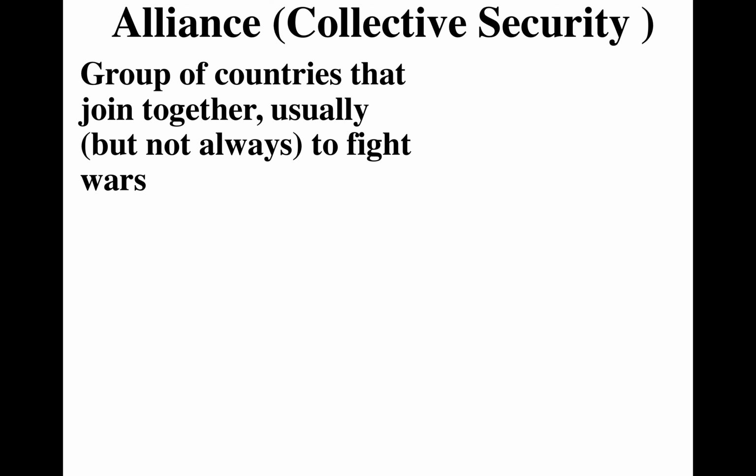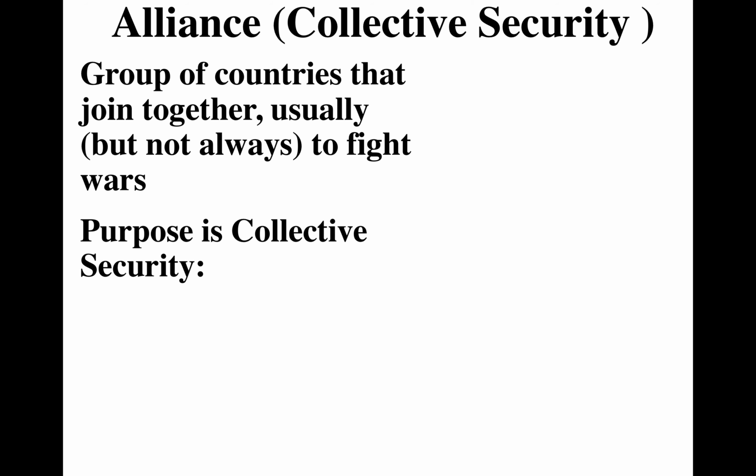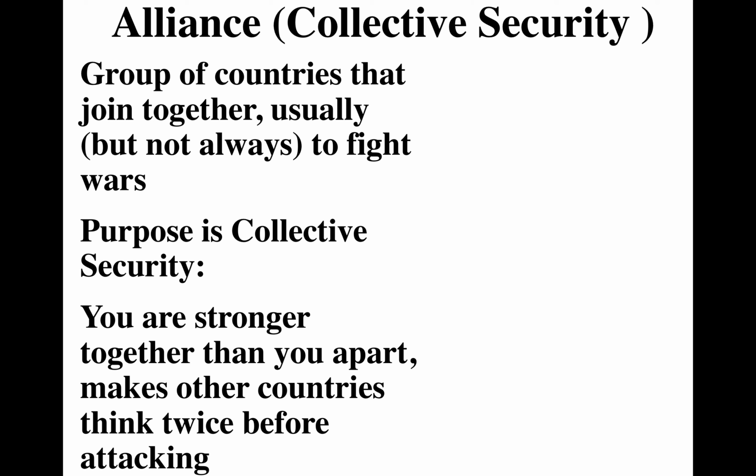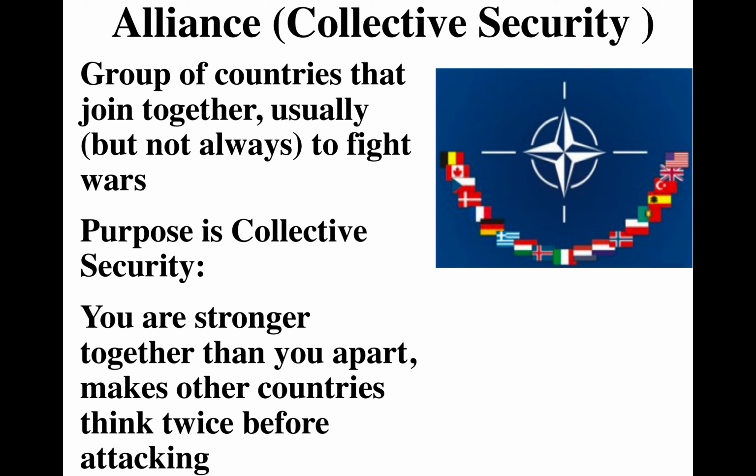There are such things as peacetime alliances where countries just generally work together. The purpose of an alliance is collective security. Collective security is the belief that you're stronger together than you are apart. It tends to make other countries think twice before attacking. The perfect modern example here is NATO.